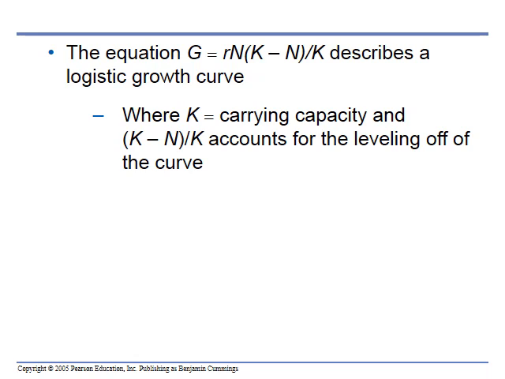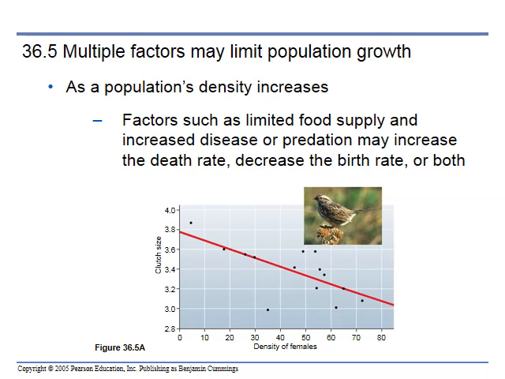All right, so the equation G equals RN times (K minus N) over K, the one we just saw on the previous slide, describes a logistic growth curve where K is the carrying capacity. K minus N over K accounts for the leveling off of the curve. And again, that's because you're going to be multiplying by a fraction.